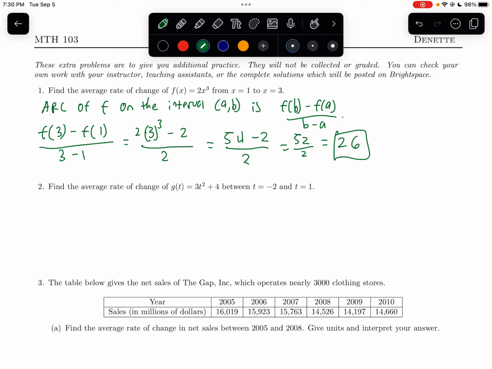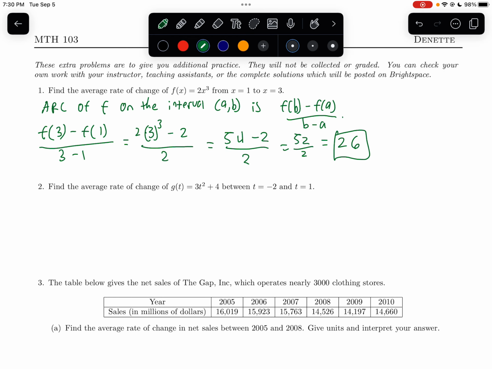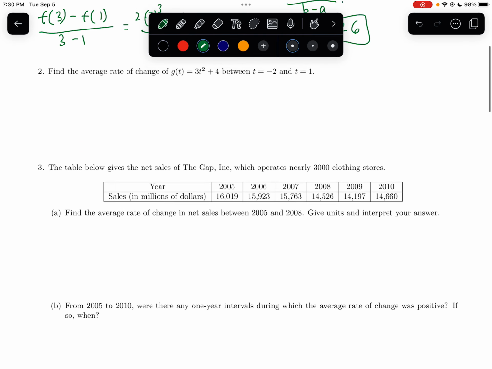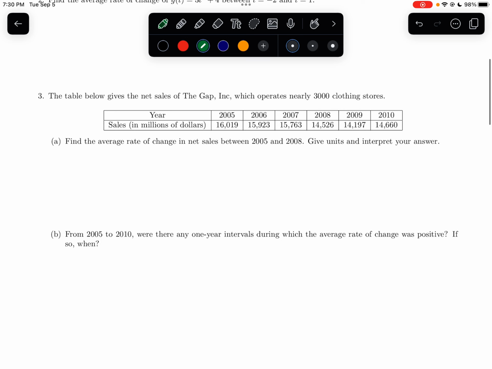Question 2 is very similar, just different function and a different interval. You just have to be more careful of negative signs on question 2.